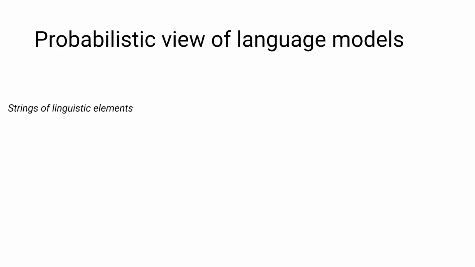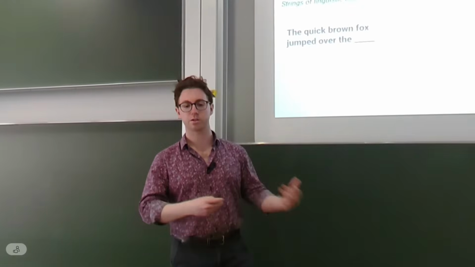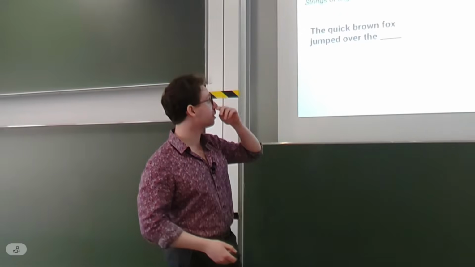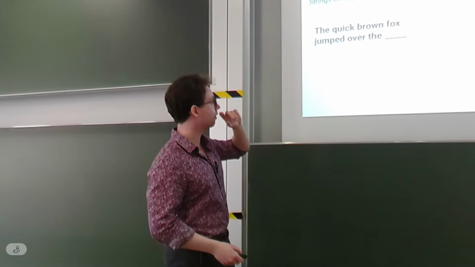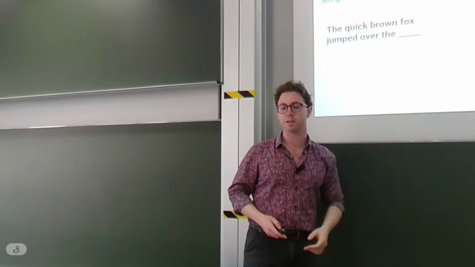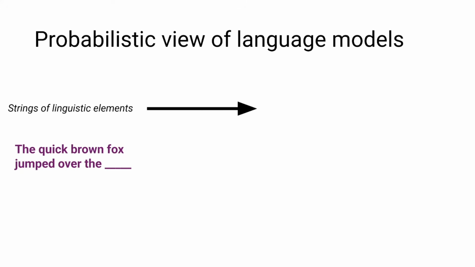We're going to have strings of linguistic elements, and we're going to feed them into, and this is an example, "the quick brown fox jumped over the," and blank, right? So the string of linguistic elements, and you can carve this up in many ways. You could carve it up into words, you can carve it up into single characters. These are different ways of carving it up into linguistic elements. And I'm going to feed it into my language model. So that's what this arrow is.